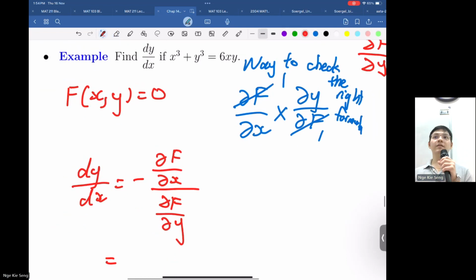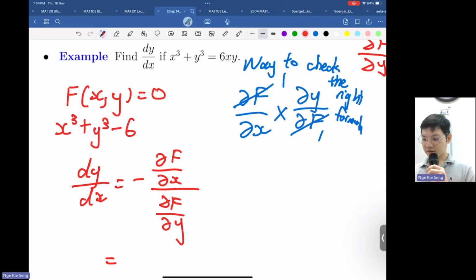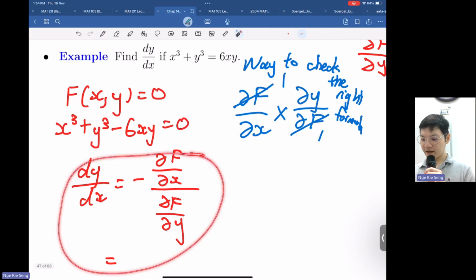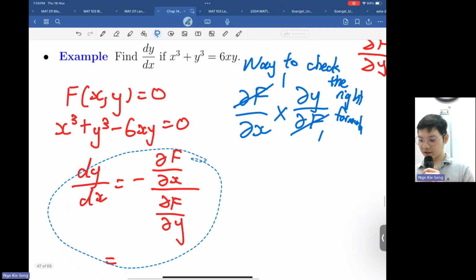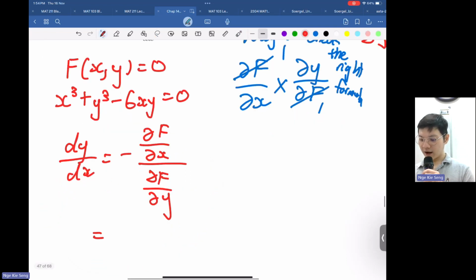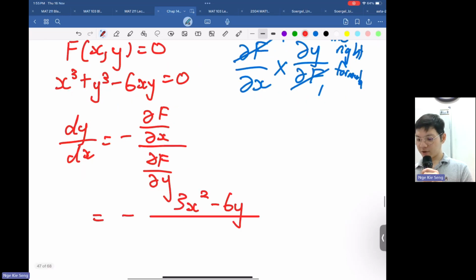Here, x cube plus y cube minus 6xy. So your f(x,y) is the three terms there. You need to differentiate with respect to x and with respect to y. If you differentiate with respect to x, what do you get? 3x squared minus 6y. The bottom, 3y squared minus 6x.